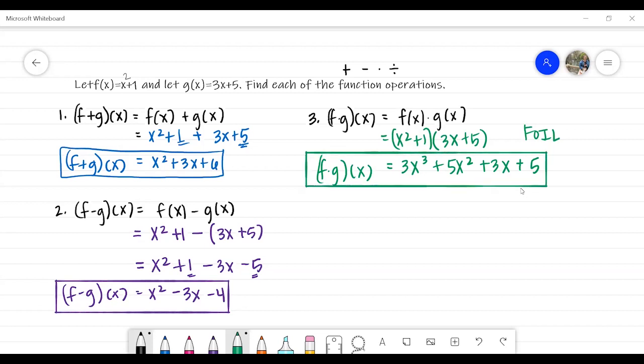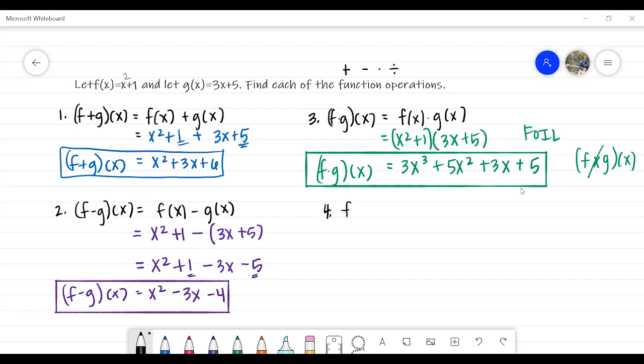And I'll caution you not to write multiplication as an x, because f times g of x is actually pretty confusing notation. So don't use that symbol in the middle. It makes it kind of awkward to read.